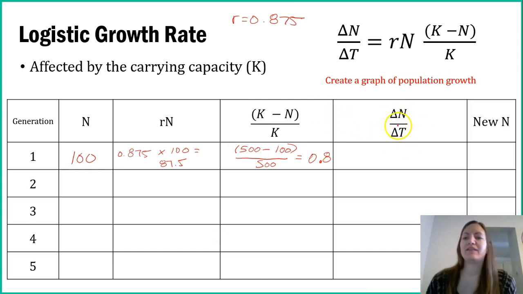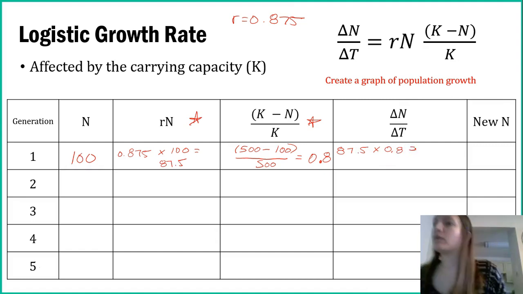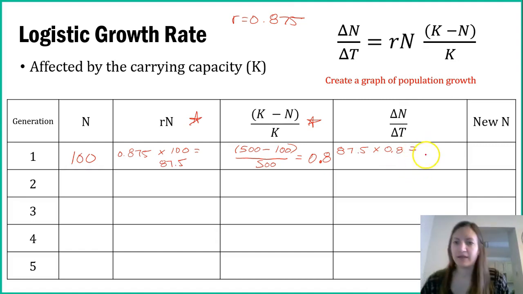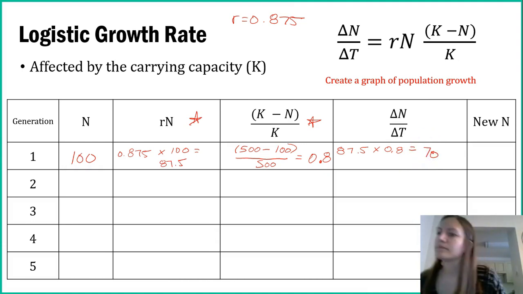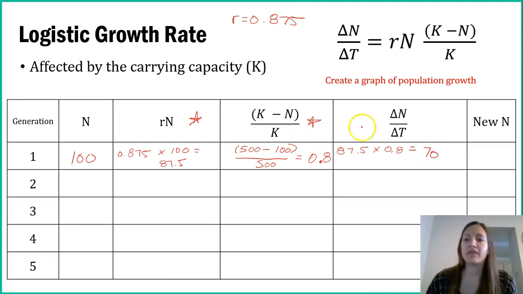And so if we do dn dt, remember dn dt, looking up here, is r times n times k minus n over k. Essentially, I want to take this term and multiply them together. And so I'm going to go ahead and do that. That's 87.5 times 0.8, which equals 70. So this dn dt is saying my population changed over this time period or generation by 70 individuals.